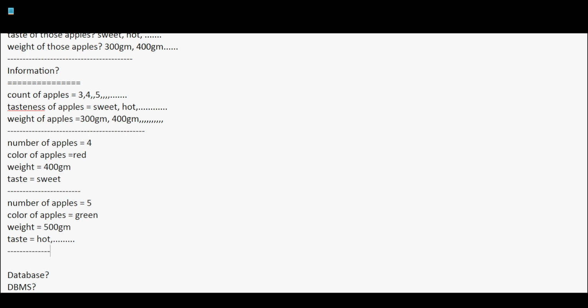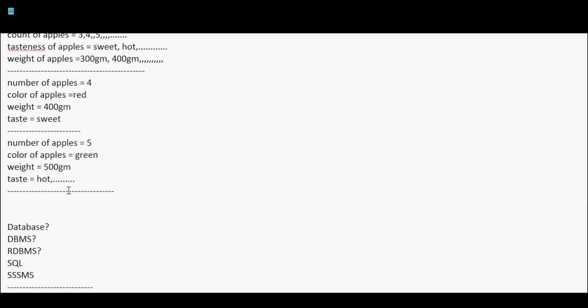Now, if you're going again, moving forward, there would be some apples again. Likewise, if you're going along the way, you come to know there are many apples. Whenever you start recording them, each and every time you should be writing the number of apples, color of apple, weight, taste, like this, right? Now, this tedious process will take too much time to store all the records, I mean, all recorded values.